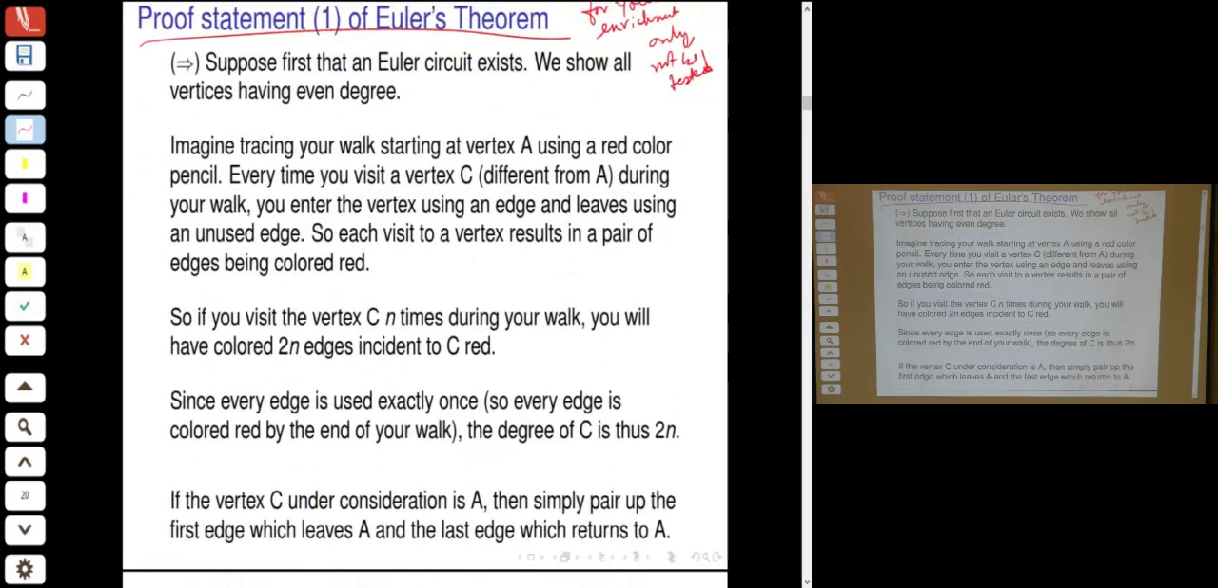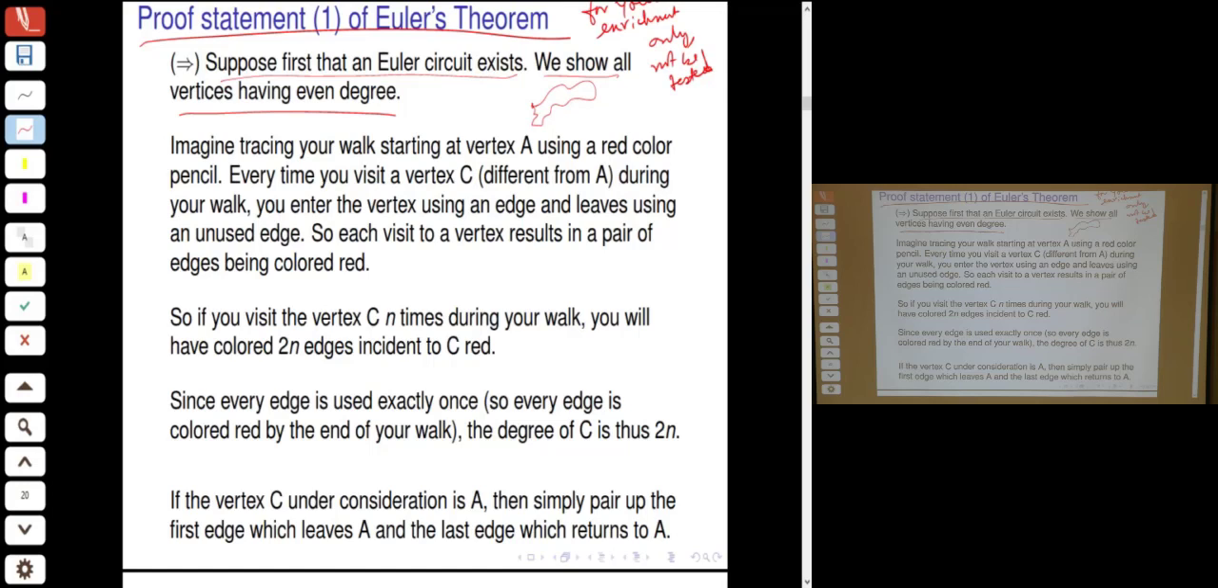This is the statement that if an Euler circuit exists, that you start from a vertex in a graph, and you traverse each edge of the graph exactly once, and you can come back to the original point, if such a walk exists in your graph, then you want to show that all vertices have even degree. Of course, Euler's theorem actually tells you much more. It tells you that if every vertex has even degree, then you are always going to have such a path.